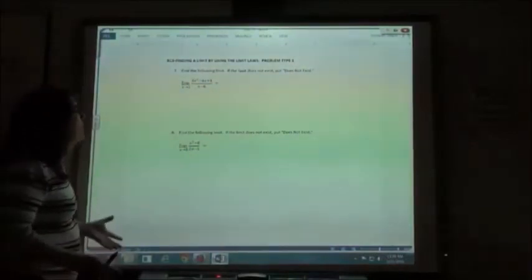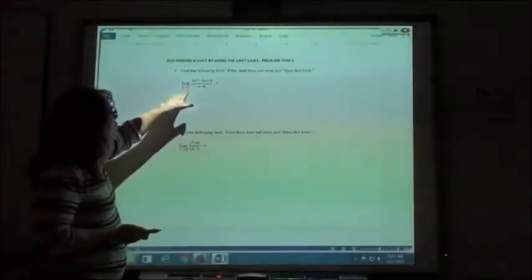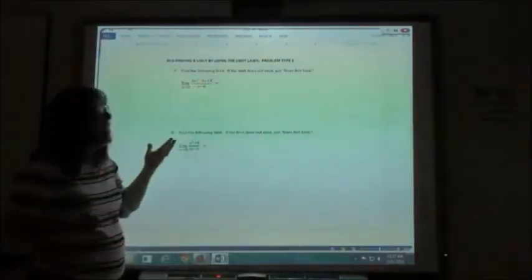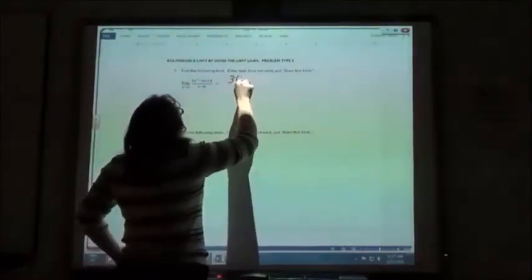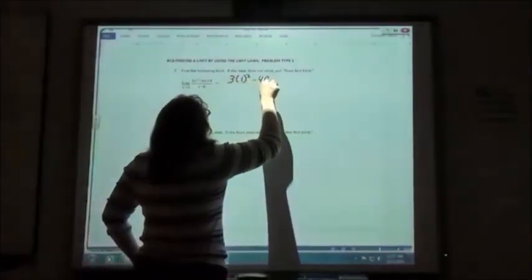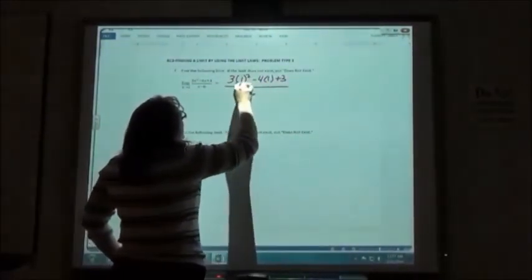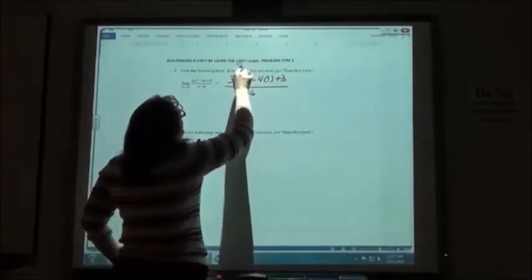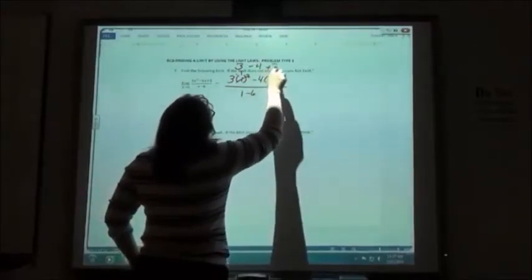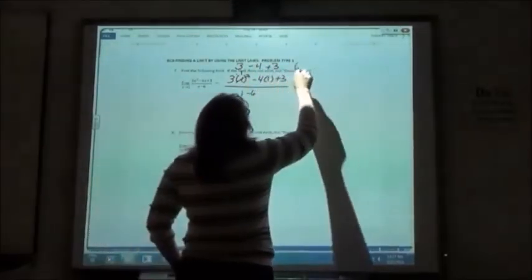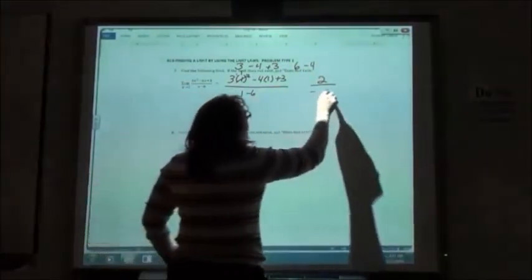So for most of your limits, if you're going to find the limit of a function as x approaches 1, all you're going to do is put 1 into the function and solve it. So I'm going to find the top and the bottom. I'm going to take 3 times 1 squared minus 4 times 1 plus 3, and then the bottom 1 minus 6. So 1 squared is 1, 3 times 1 is still 3, negative 4 times 1 would be minus 4, plus 3. 3 plus 3 is 6, 6 minus 4 would give me 2. On the bottom, 1 minus 6 is negative 5.